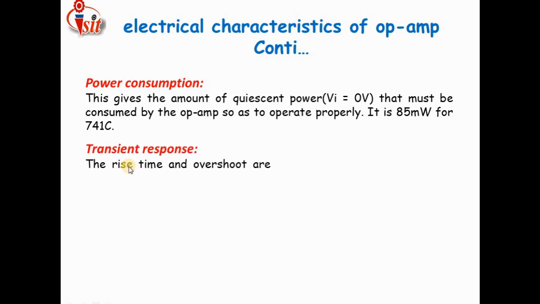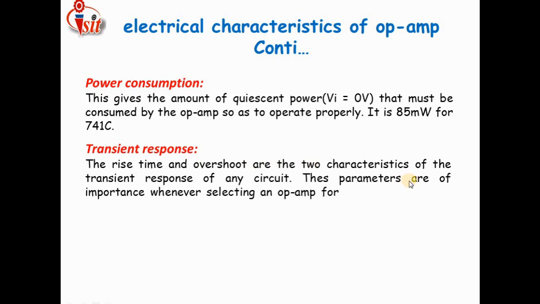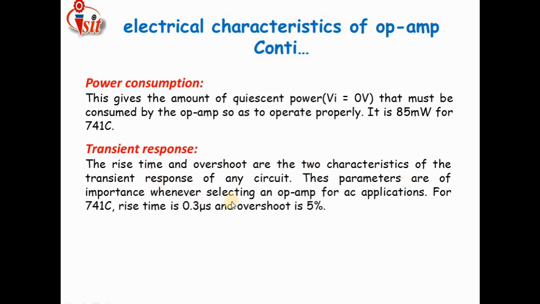Then next is the transient response. The rise time and overshoot are the two characteristics of the transient response of any circuit. These parameters are important whenever selecting an op-amp for an AC application. For 741C, rise time is 0.3 microsecond and overshoot is 5%.